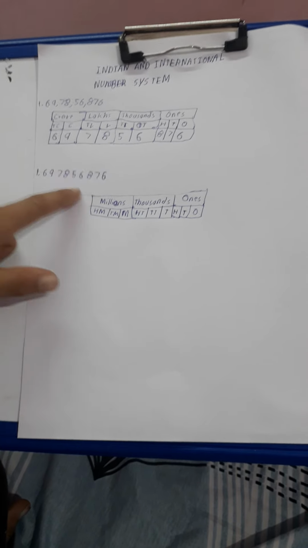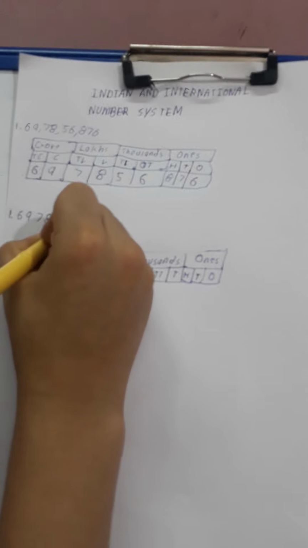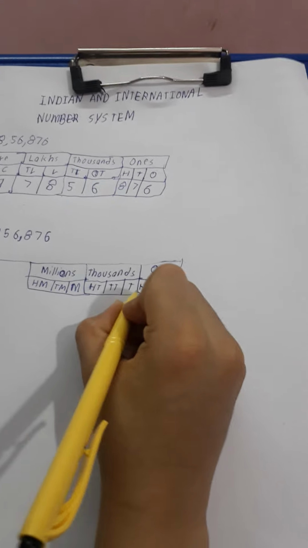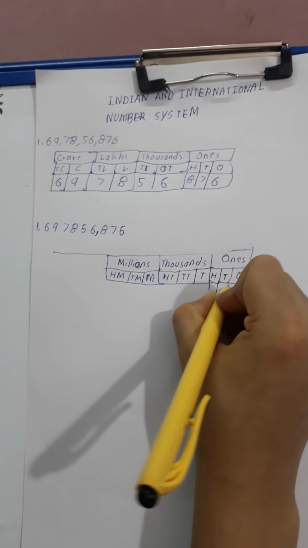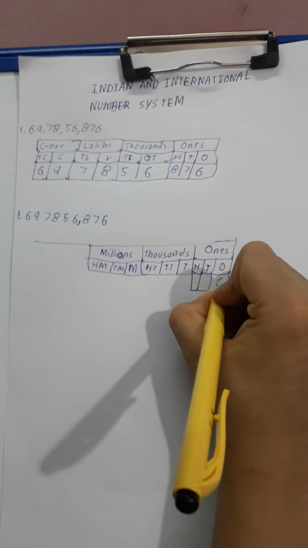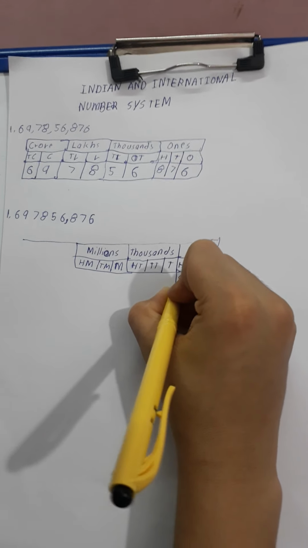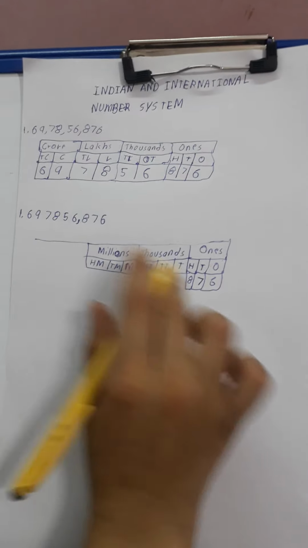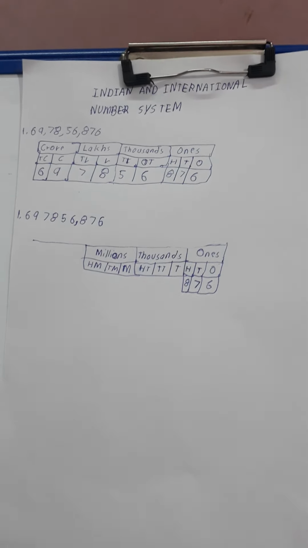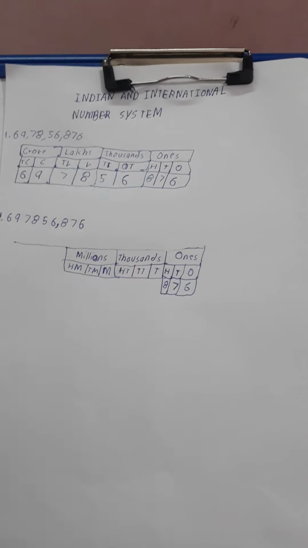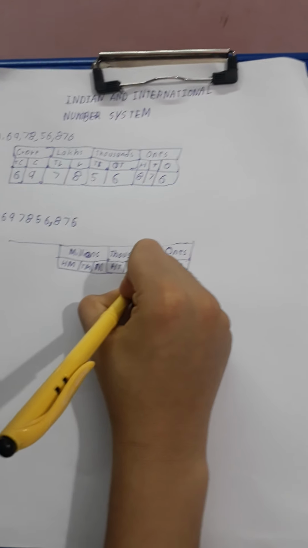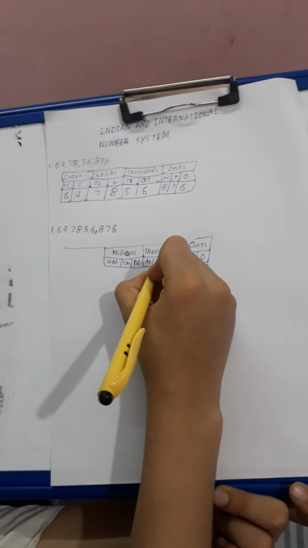Now we will write the same number. The first comma comes after 3 digits, so we put the comma there and then write 6 because 6 is the ones, 7 is the tens and 8 is the hundreds. It is the same as the Indian number system, and then we write the thousands. So it is 6, and then 5.